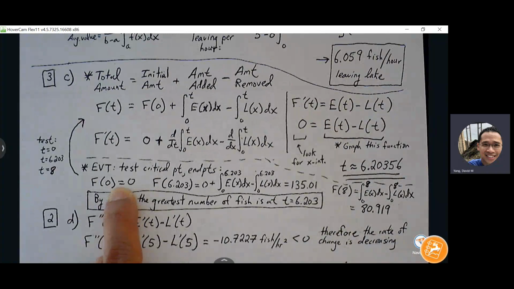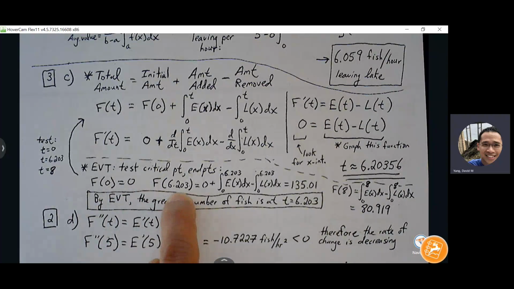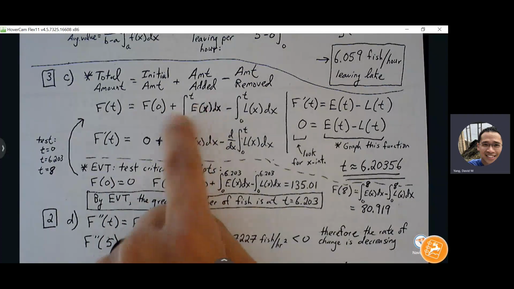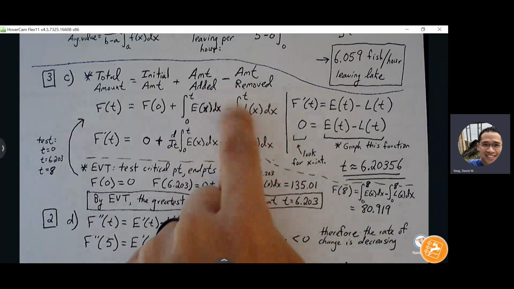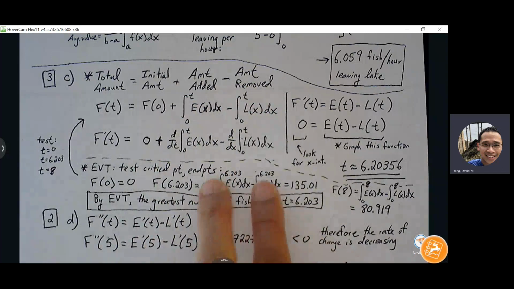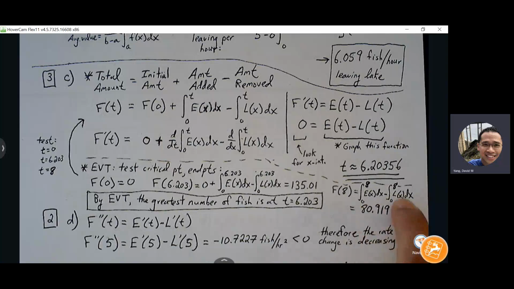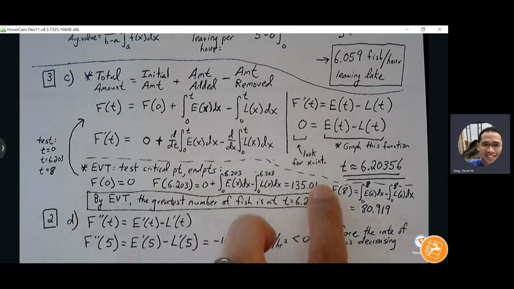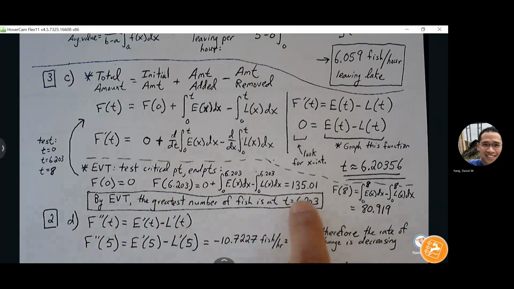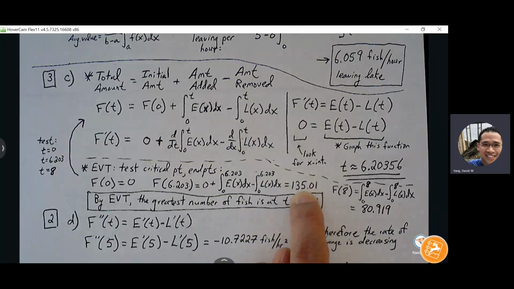So we know that there's 0 fish in the pond to begin with. So that's easy. To find f of 6.2, we just do 0 plus the integral from 0 to 6.2 of E of t, minus the integral from 0 to 6.2 of L of t. That's going to give me 135 fish. F of 8 is 0 plus the integral from 0 to 8 of E minus the integral from 0 to 8 of L of x. I get 80.9. And if I compare these 3 numbers here, 135 is the largest amongst these 3 numbers. So by EVT, the greatest number of fish is at 6.203.